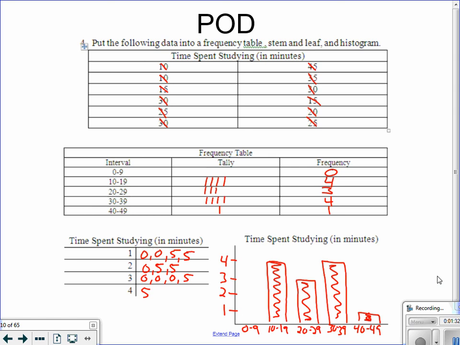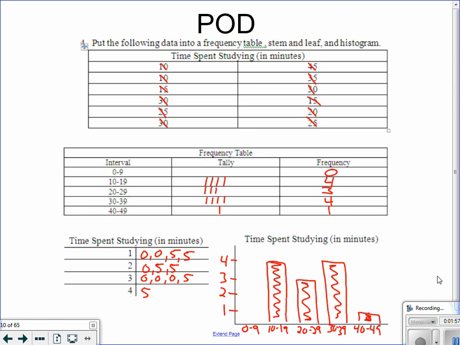Just a couple of reminders. Remember, if I were to ask you a question like, what was the most amount of time that somebody spent studying? I could look at the stem and leaf plot, because remember, the stem and leaf, we have to put that in order. So I look at the highest number on my stem and leaf, and that's 45. So the most amount of time spent studying was 45 minutes.